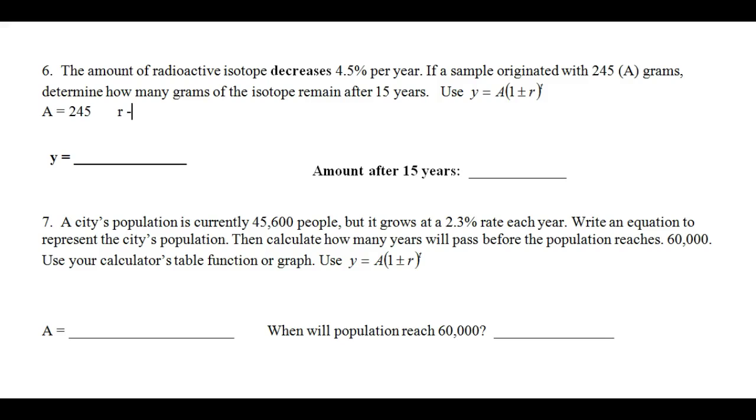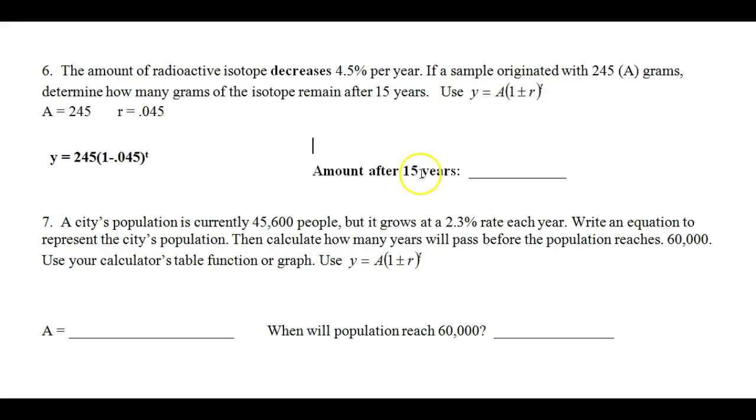Our rate, remember, is turning that 4.5% into a decimal. If you don't know how to do that, just do 4.5 divided by 100 on your calculator. You'll get 0.045. And again, I remember with decreases that I have to use the subtracting. So when I go to put this in, it's going to look a little something like this. So there's my finished equation, my starting amount, and then my 1 minus my rate to time.